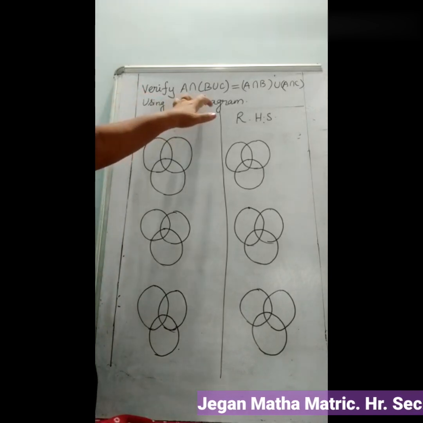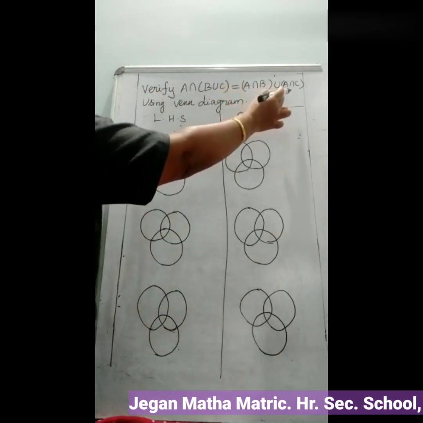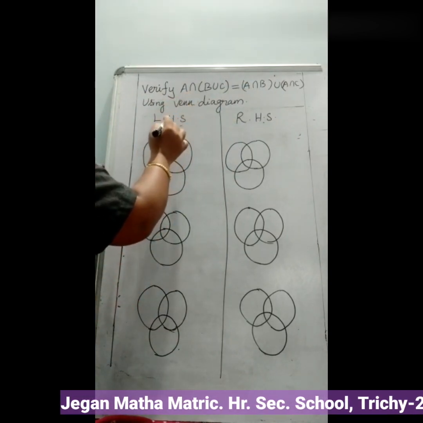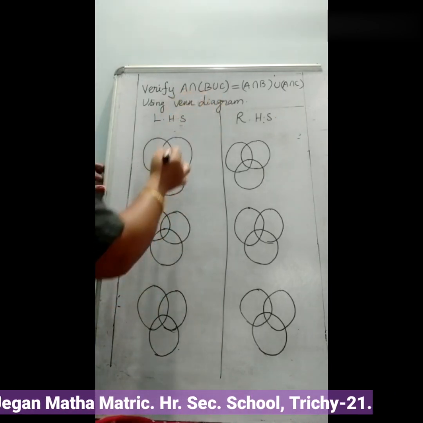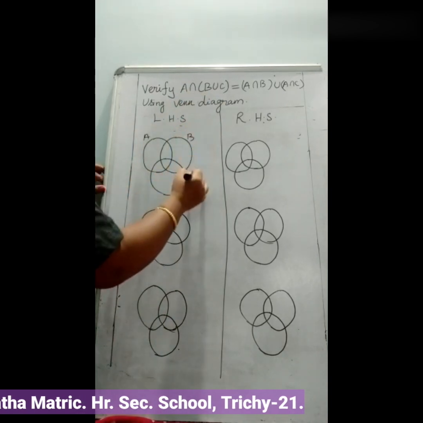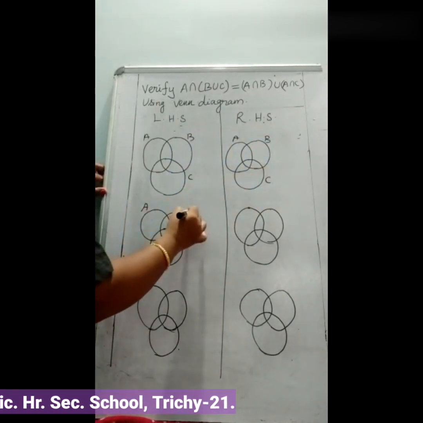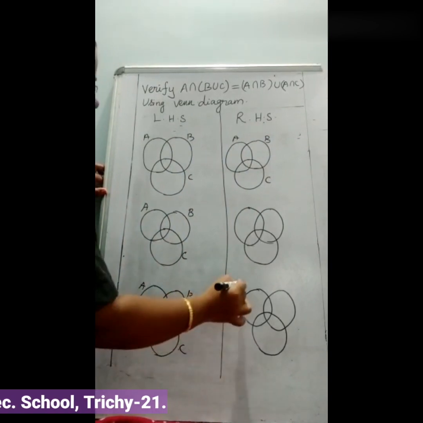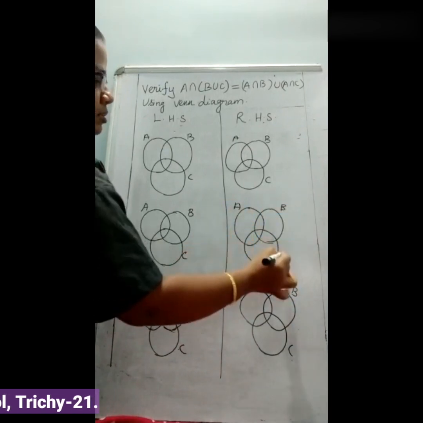Verify A intersection (B union C) is equal to (A intersection B) union (A intersection C) using Venn diagram. First, let us prove. Take the LHS, and you have to represent it by using Venn diagram. So, this is set A, B, C. Like that you have to write all the sets. This is A set, this is B, C.